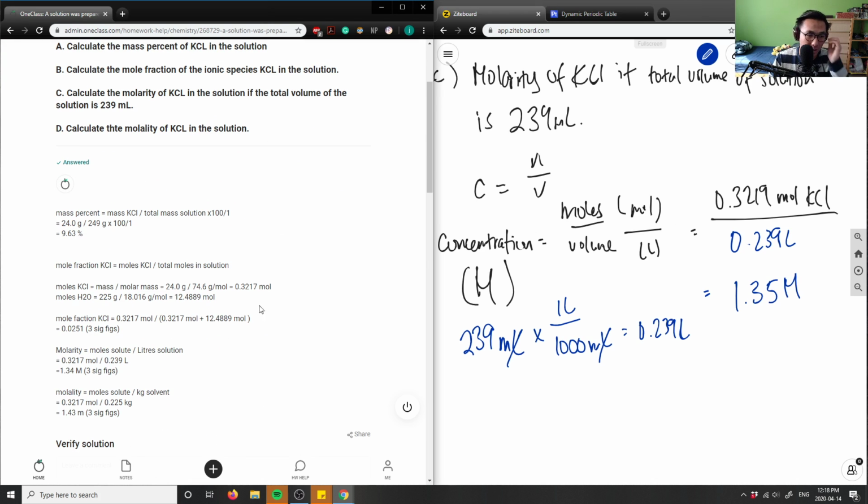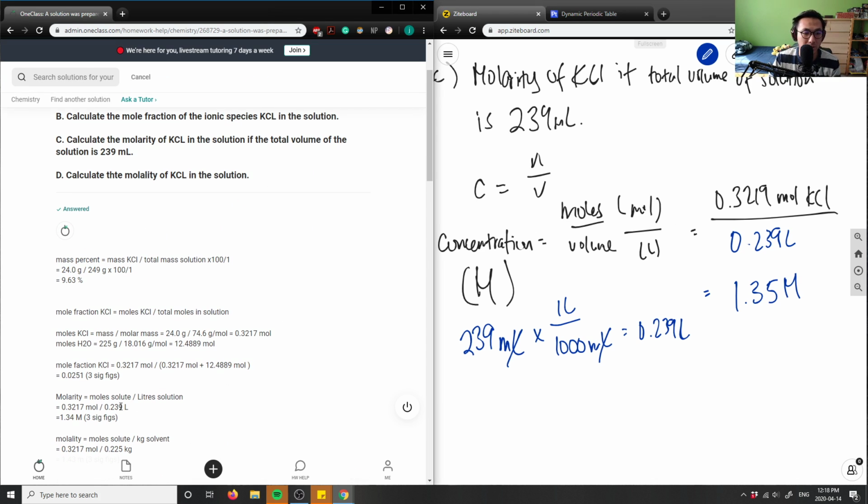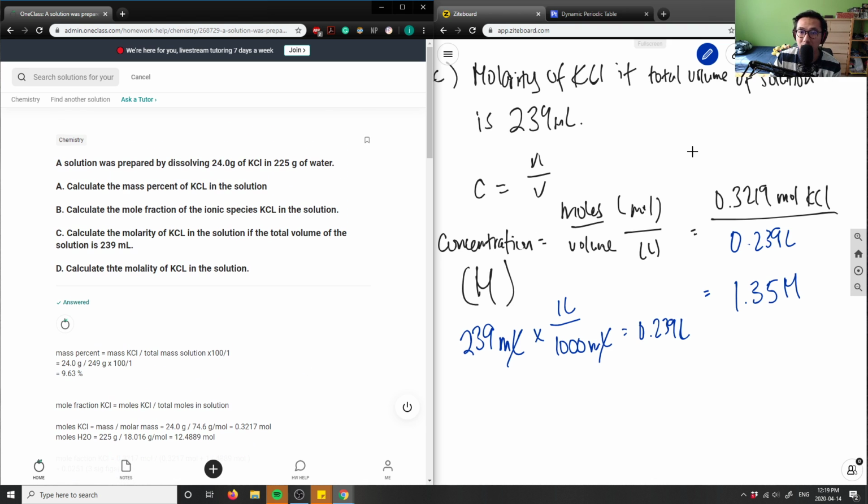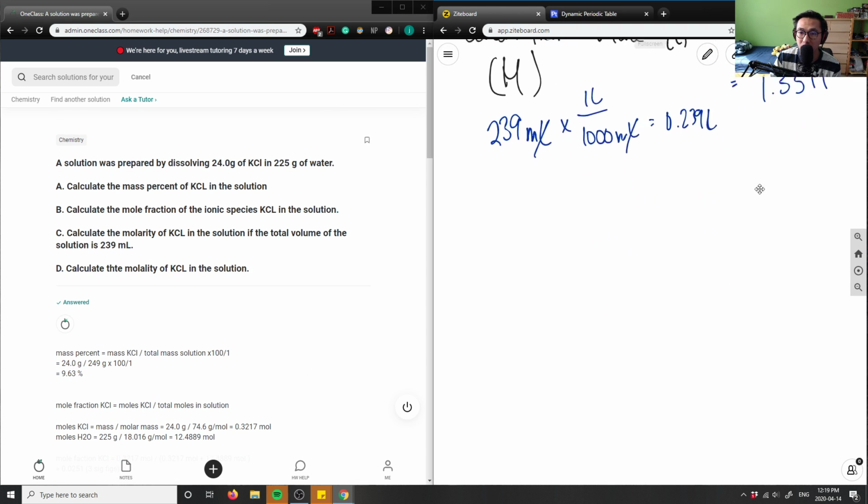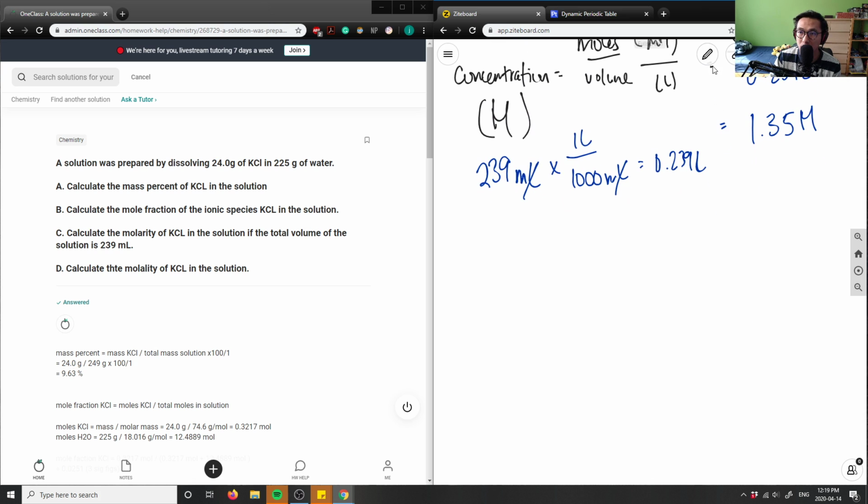And let's check our work here. It says molarity is moles of solute over liters of solution. It should say total solution here, but I'll forgive that. 0.321937, almost the same. 0.239 liters, good. 1.34, 1.35, awesome. So that was C, which is great. And let's do D now. Almost done one problem. It's a long problem here.